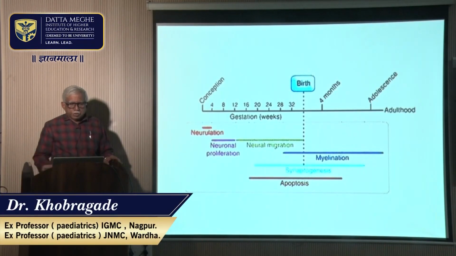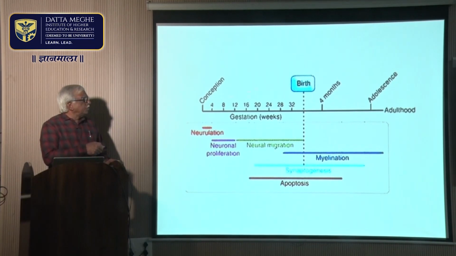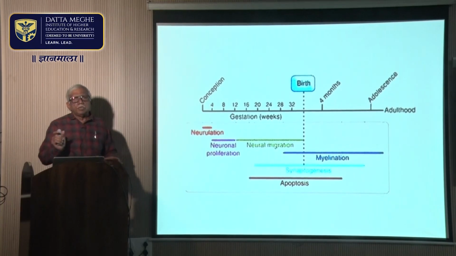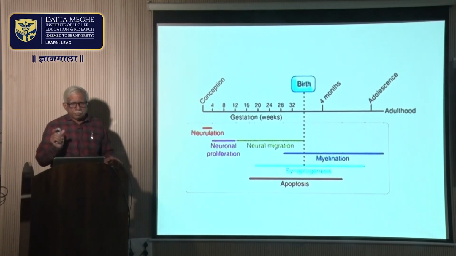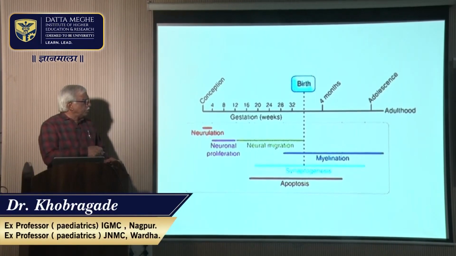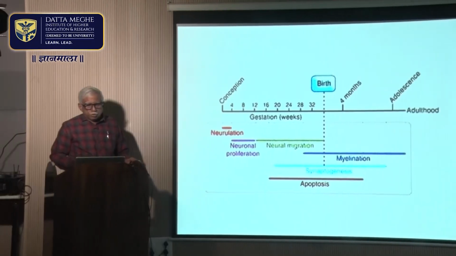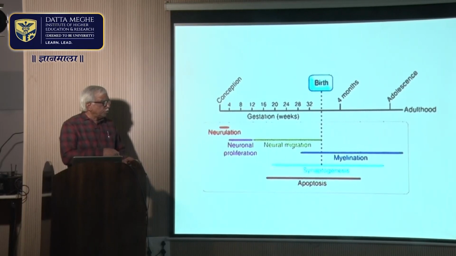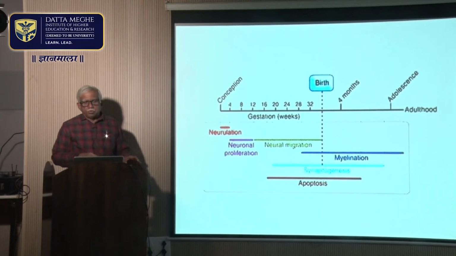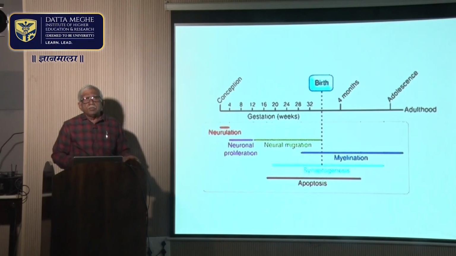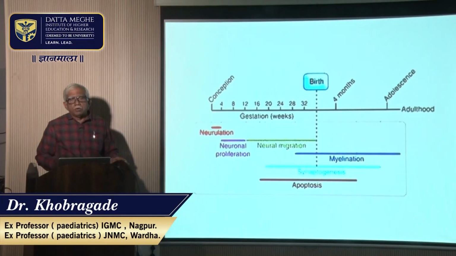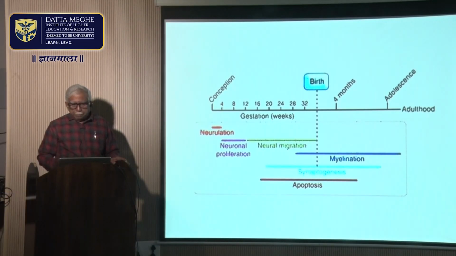Now, this is what is again being shown over here, right from the period of conception, birth, 4 months and adolescence, and these are the gestational weeks, and you find that first of all there is a neuro... occurs, myelination takes place sequentially, synapses are developing, and some of the system is getting apoptotic. So, this whole phase is occurring in an orderly fashion, and this is very important for the development of the brain and consequently the development of the child as a whole.